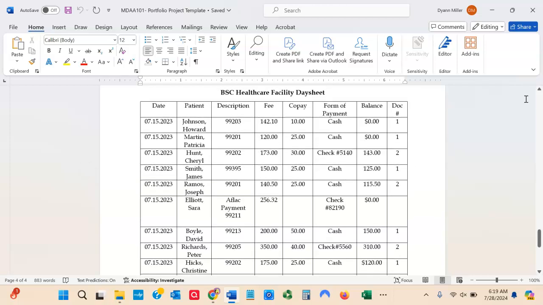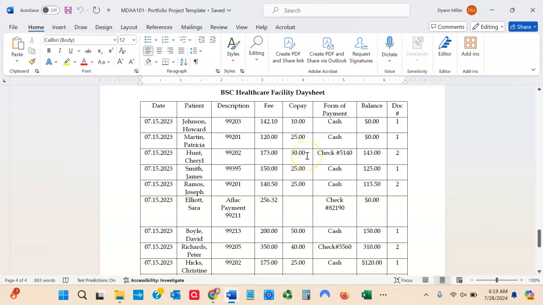descriptions. So for example, in this one here, we've got 99203. We've got 142.10 was the fee. $10 is the co-payment, and the form of payment was cash. The balance is 0. The payment for this first line here really is about the co-payment, the $10 cash. And the same with this second line.